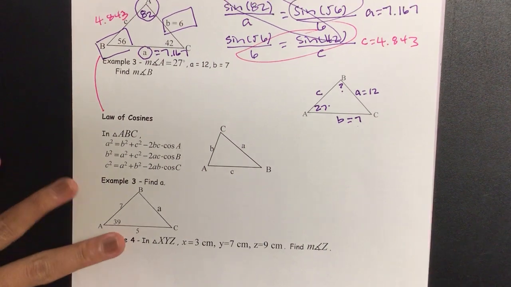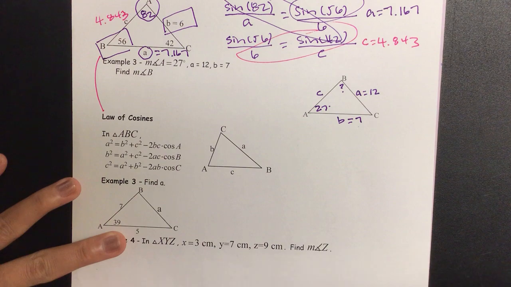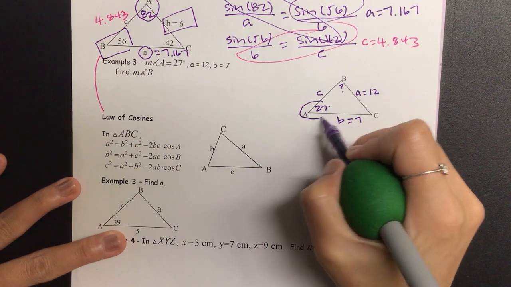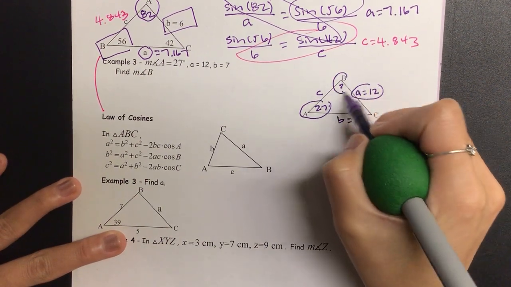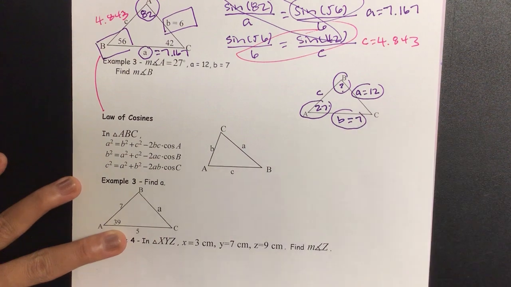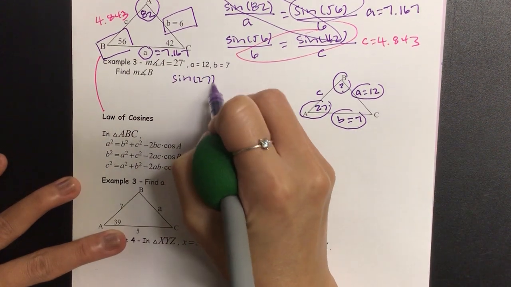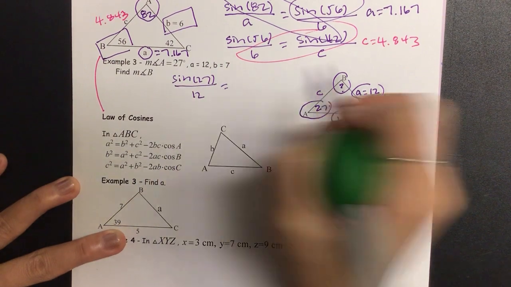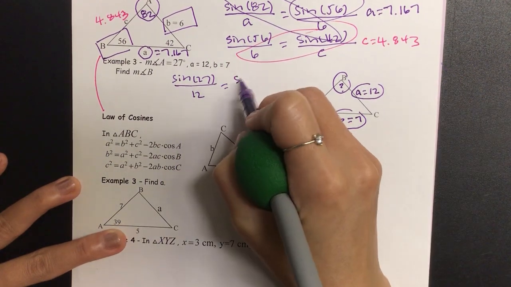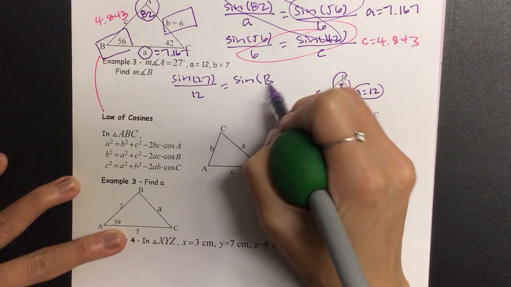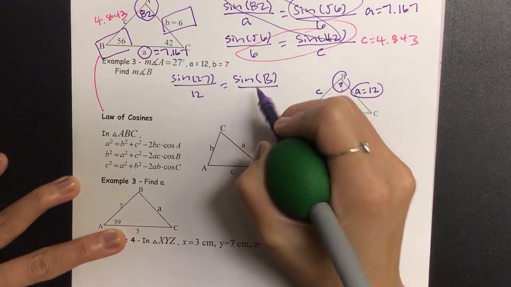All right, I'm going to write it out. Y'all ready? So we're going to use A to A and then B to B. Now, what you start with really doesn't matter. So I'm going to write sine of 27 over 12 is equal to sine of the angle B that we have no idea about over the opposite of 7.